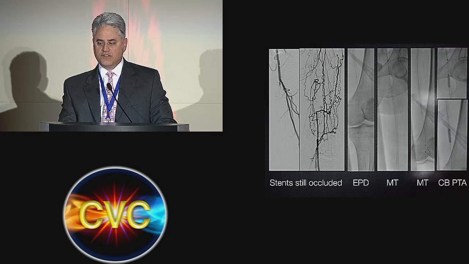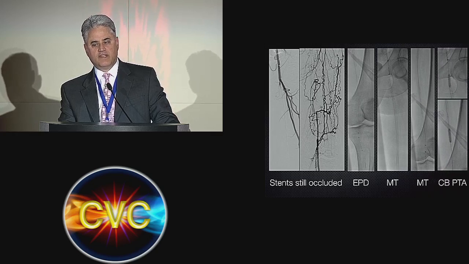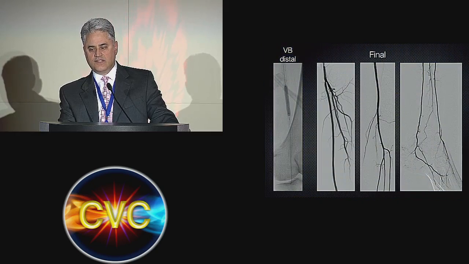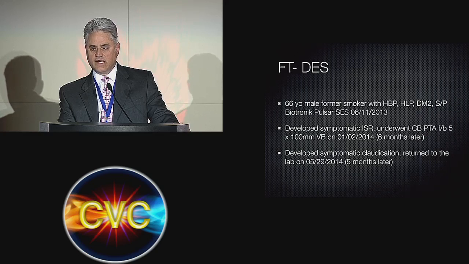Still not clear, so we simply placed a filter distally, did a little mechanical thrombectomy, were able to get that open, and then just did a little cutting balloon angioplasty for the edge restenosis, extended a Viabahn on the distal end, and you can see she had a beautiful acute angiographic result, went home the very next day.